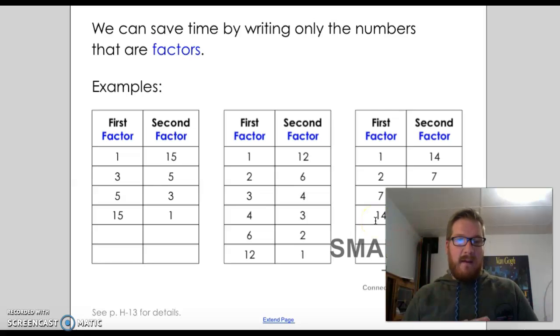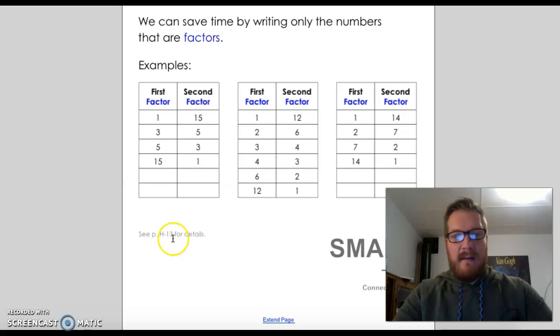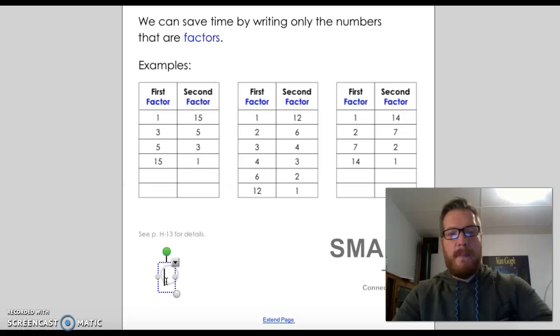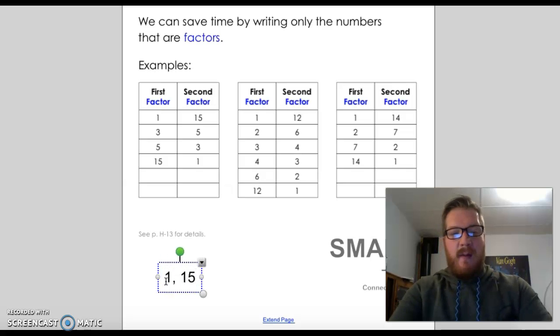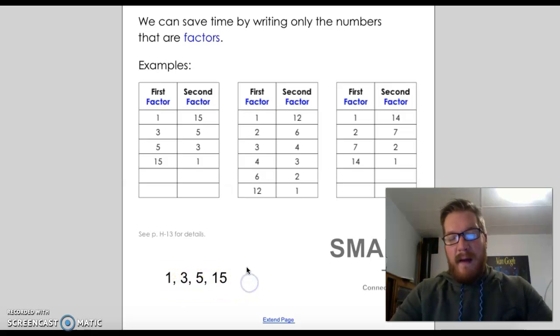Again, don't write out all the numbers if you don't have to. It just saves time. One of the great things I like to talk about with my classes in terms of finding factors is creating something called the factor rainbow, which is kind of a neat idea. If we have 15, I know my first pair is 1 and 15, and my second pair is 3 and 5. Those are all my factors of 15.